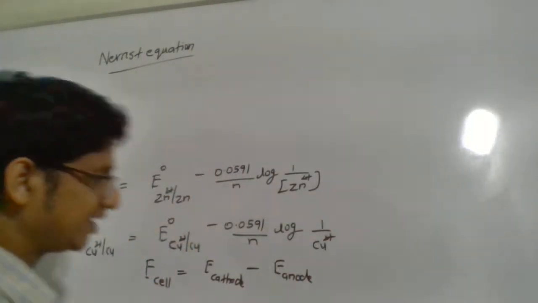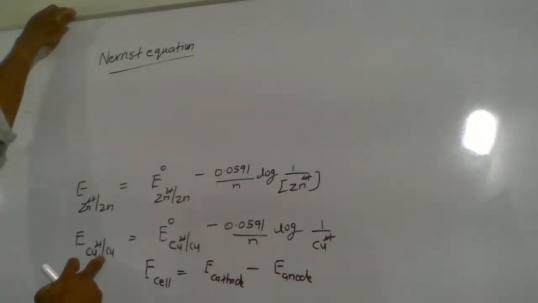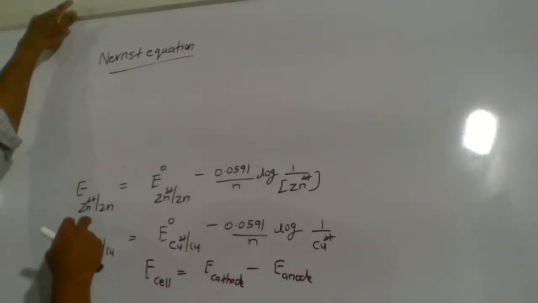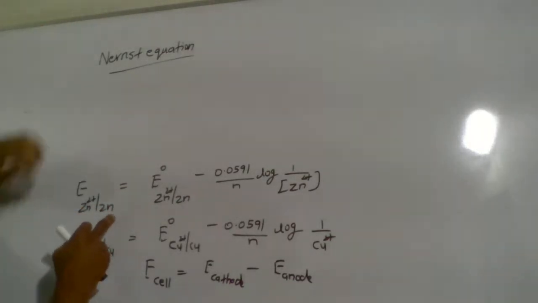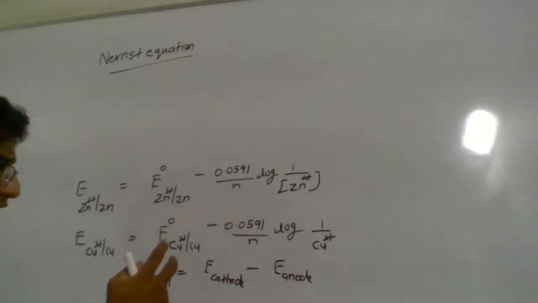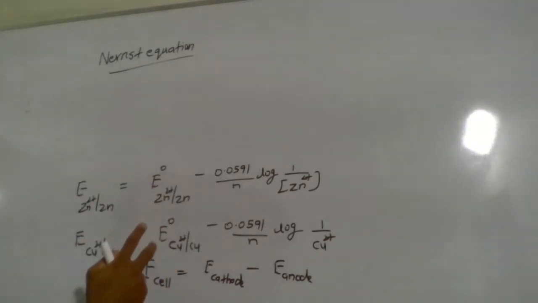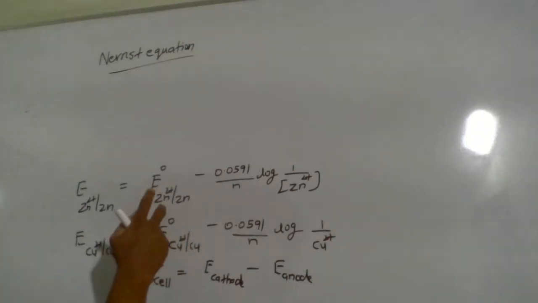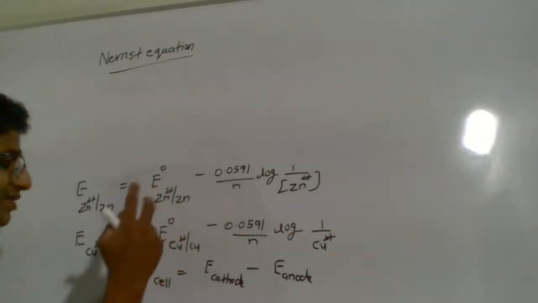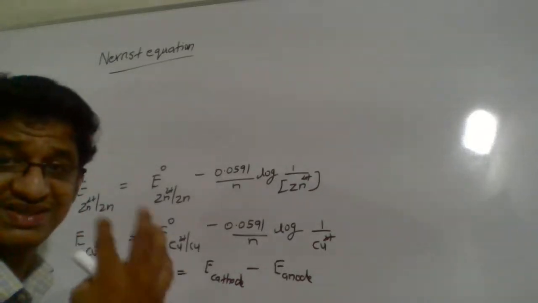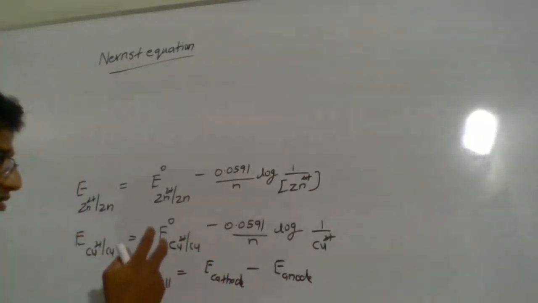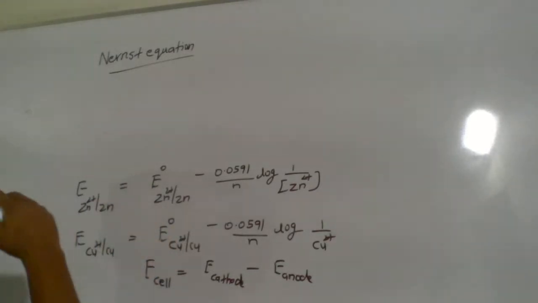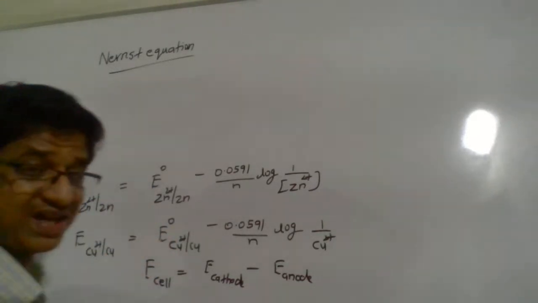So E cathode minus E anode. So you have to do E Cu2+|Cu minus E Zn2+|Zn. First you need to do this part, you can subtract it: E0 Cu2+|Cu minus E0 Zn2+|Zn, which is nothing but the standard EMF of this cell, because the standard electrode potential of copper minus the standard electrode potential of zinc will give you the standard EMF.